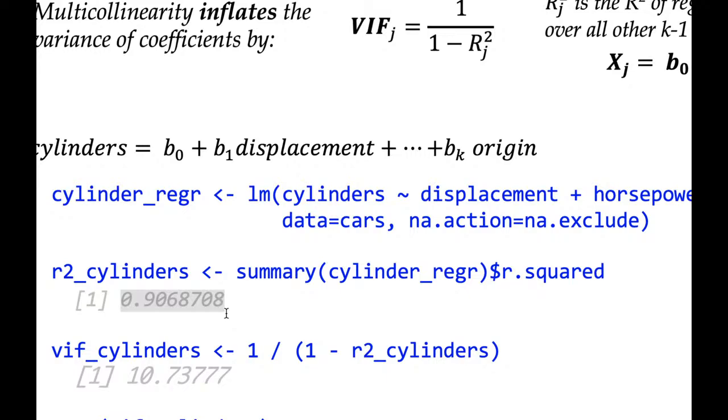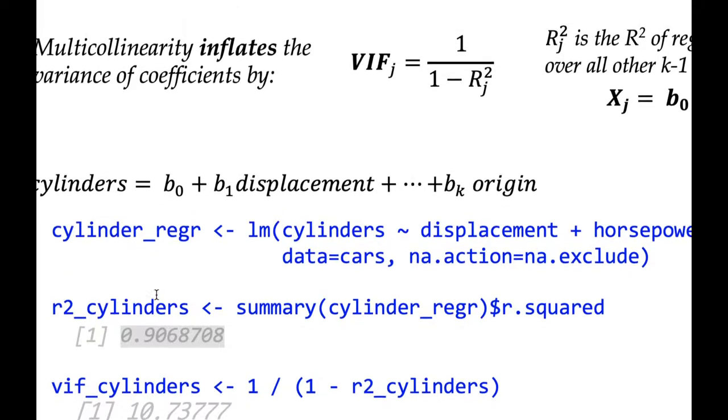And it has another meaning, which is how much of the variance of cylinders is in common with the variance of those other factors, like displacement, weight, horsepower, etc. And we're seeing here that 90% of this phenomenon of how many cylinders you have is explainable by these other predictors.